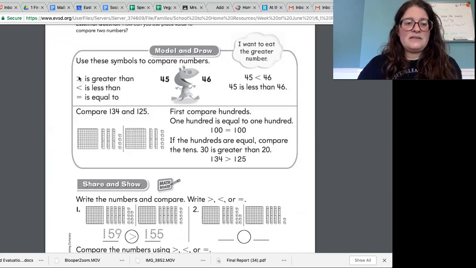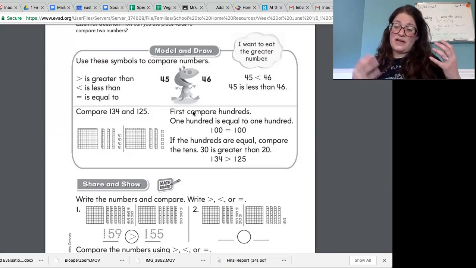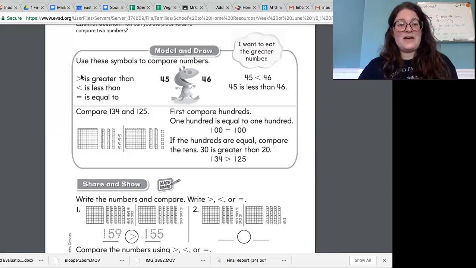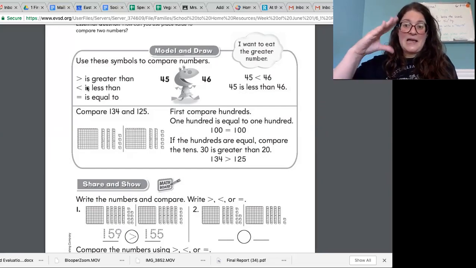This little symbol here, it looks like a carrot or maybe a sideways triangle without a bottom. That one means is greater than. When it faces the other way, same shape, just facing the other way, that means is less than. And then you already know this one, equal, is equal to. So we're gonna use these symbols to compare numbers, and we're gonna decide if the number is greater or less than or equal to. And I like thinking about these symbols like an alligator mouth.